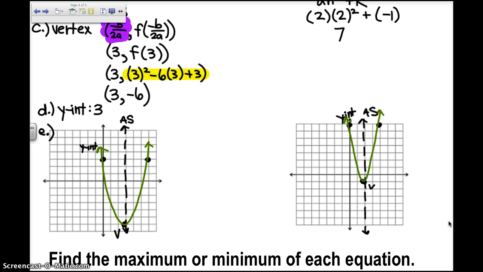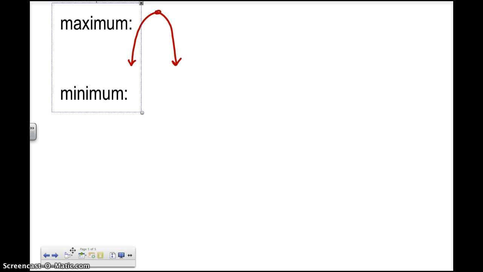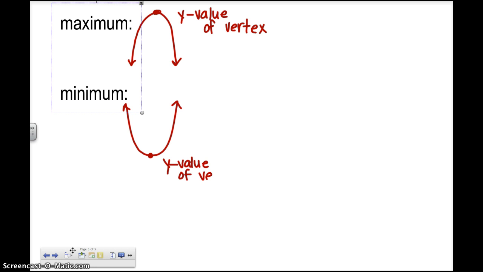Okay? So we got a little bit more to talk about just really quickly. We can talk about the maximum or the minimum for every parabola. The maximum is for a parabola that opens down like this. The maximum is the very highest point. It comes from the vertex, right? That's the y value of the vertex. The minimum is for a parabola that opens up. The y value of the vertex is the minimum.